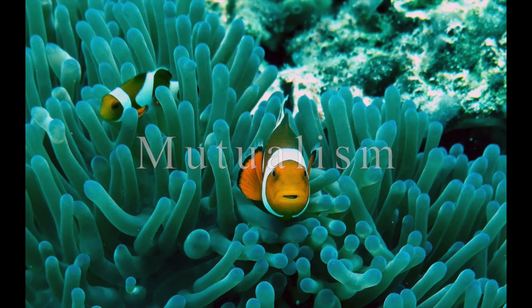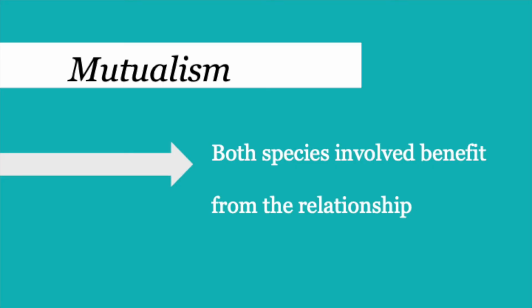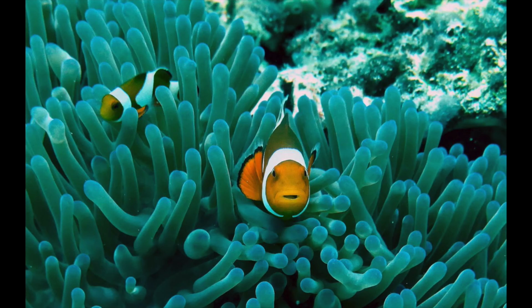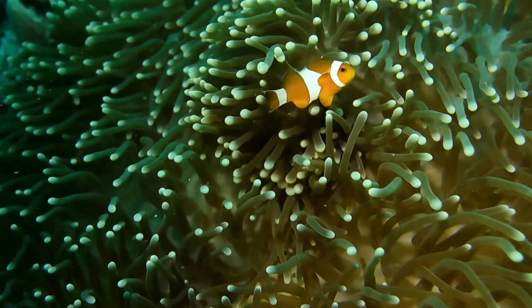Let's start off with mutualism. Mutualism is when both species involved benefit from the relationship. So when we go in the ocean, we see this with clownfish, also known as anemone fish, and sea anemones. Sea anemones live attached to the surface of coral reefs. They trap their prey and eat it with stinging cells called nematocysts.